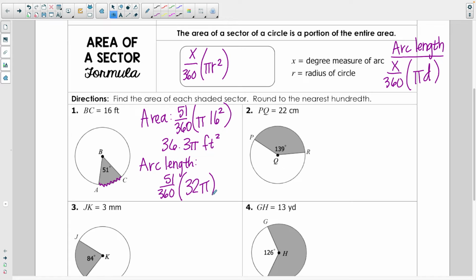All right, so you're going to do 51 divided by 360 times 32. That's going to give you 4.53 pi. And these are just going to be feet because that's the distance of that piece. So area is if you were painting this area gray. Arc length is how far this arc is if I were walking around a track or driving around a track or whatever.